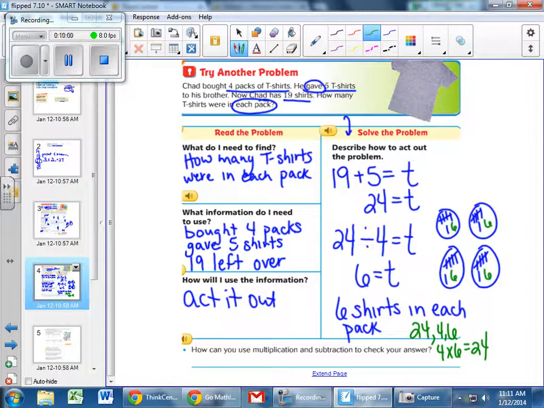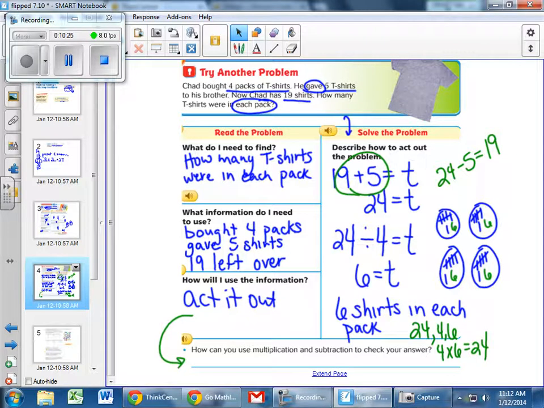Okay? And you could also start with this part here and subtract 5 shirts to make sure that your answer makes sense, so that you have 24 minus 5. Does it equal 19? Okay. So you need to put all of the writing that I did in green into your own words and fill in that answer. Okay?